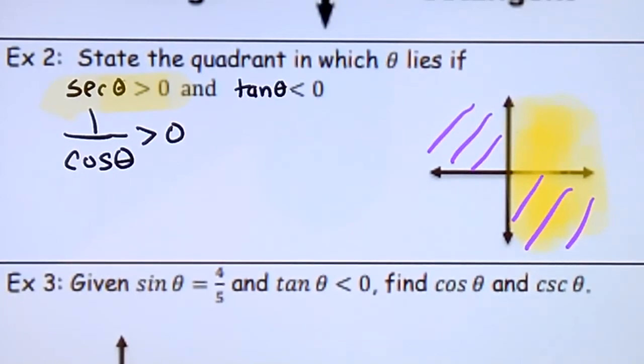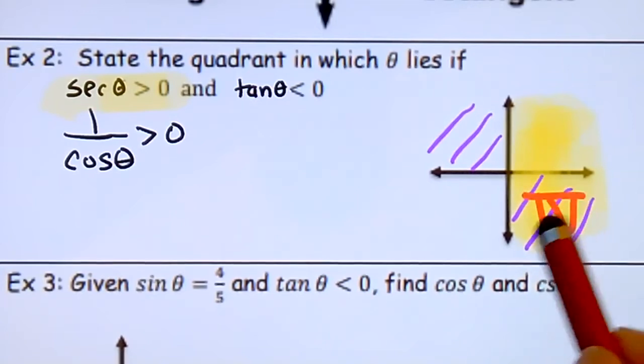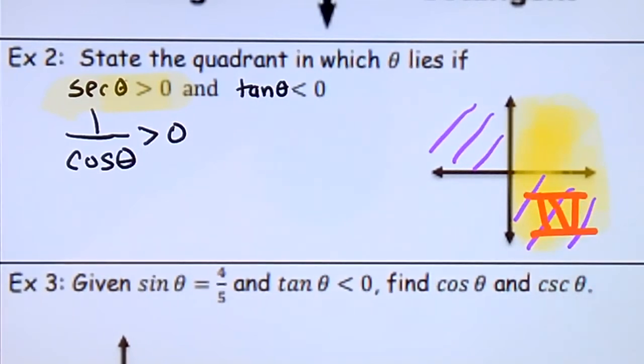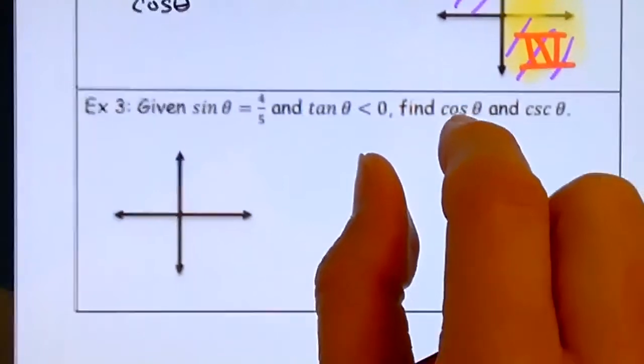So my answer is going to be quadrant 4. That is my answer, quadrant 4. Okay, I like to do the shading. I think it helps me focus where I am. Okay. Now on this next one, let's switch this up also.